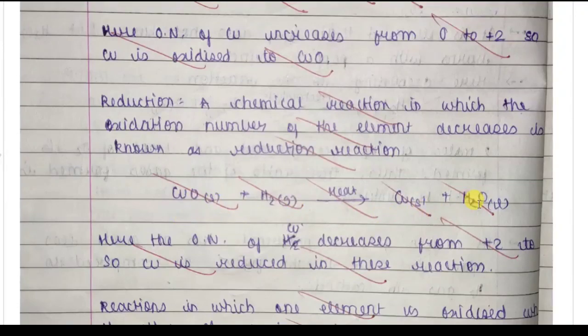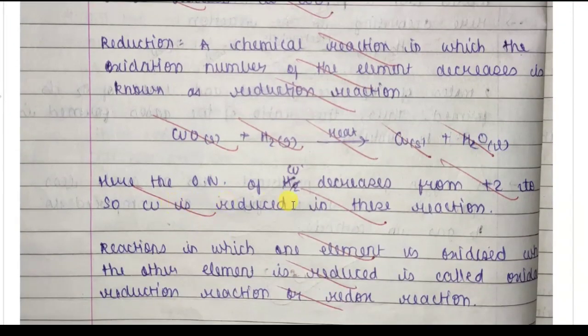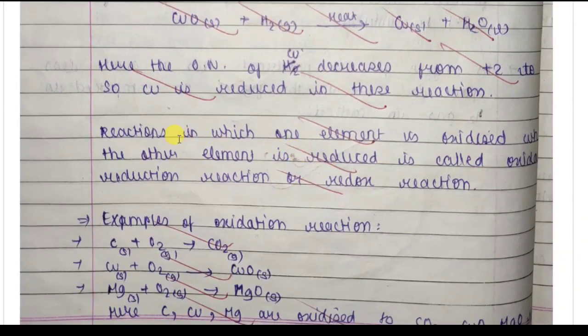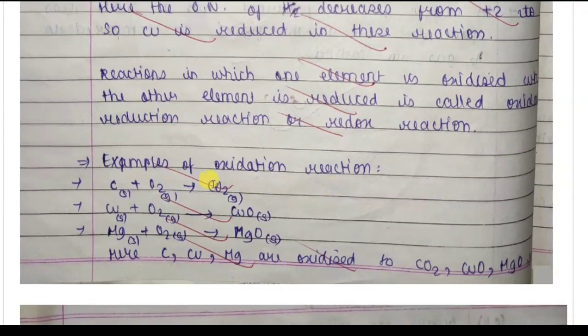After this, O is joined with H2 to give H2O. Here the oxidation number of Cu decreases from +2 to 0. So Cu is reduced in this reaction. A reaction in which one element is oxidized while the other element is reduced is called an oxidation-reduction reaction or redox reaction. So you have to write the examples of the oxidation reaction.